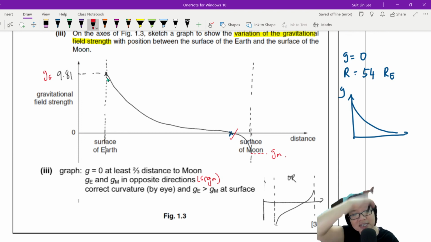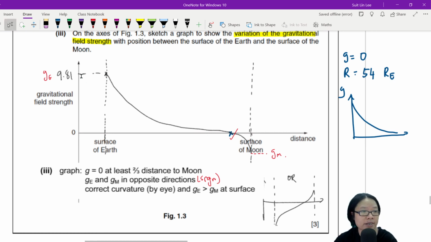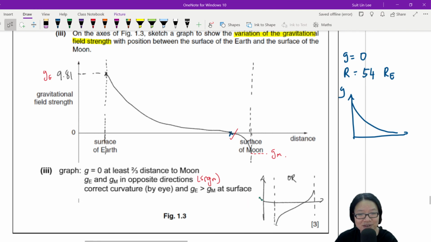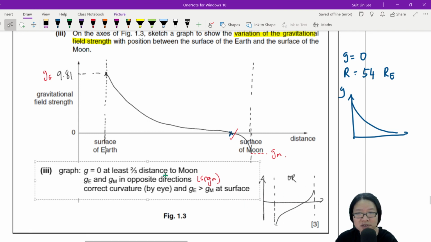So I expect to see that sigmoid shape. GE here is bigger than this one. It's just a rough sketch. If you want to be very particular, if you know it's 1/6, then you should scale it accordingly. But as long as you get this smooth curve or this one, it is all acceptable. So that's it for this part of the question, the sketching.